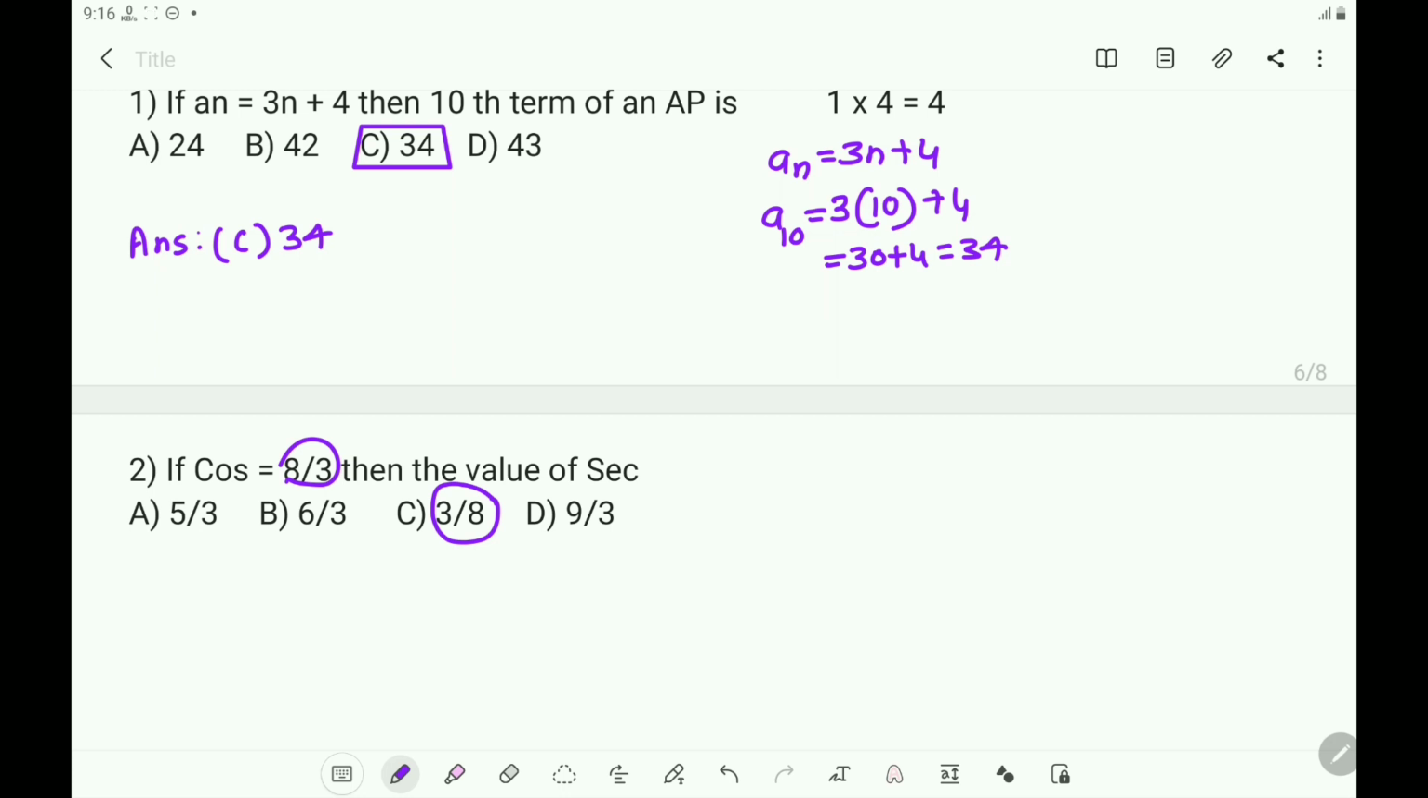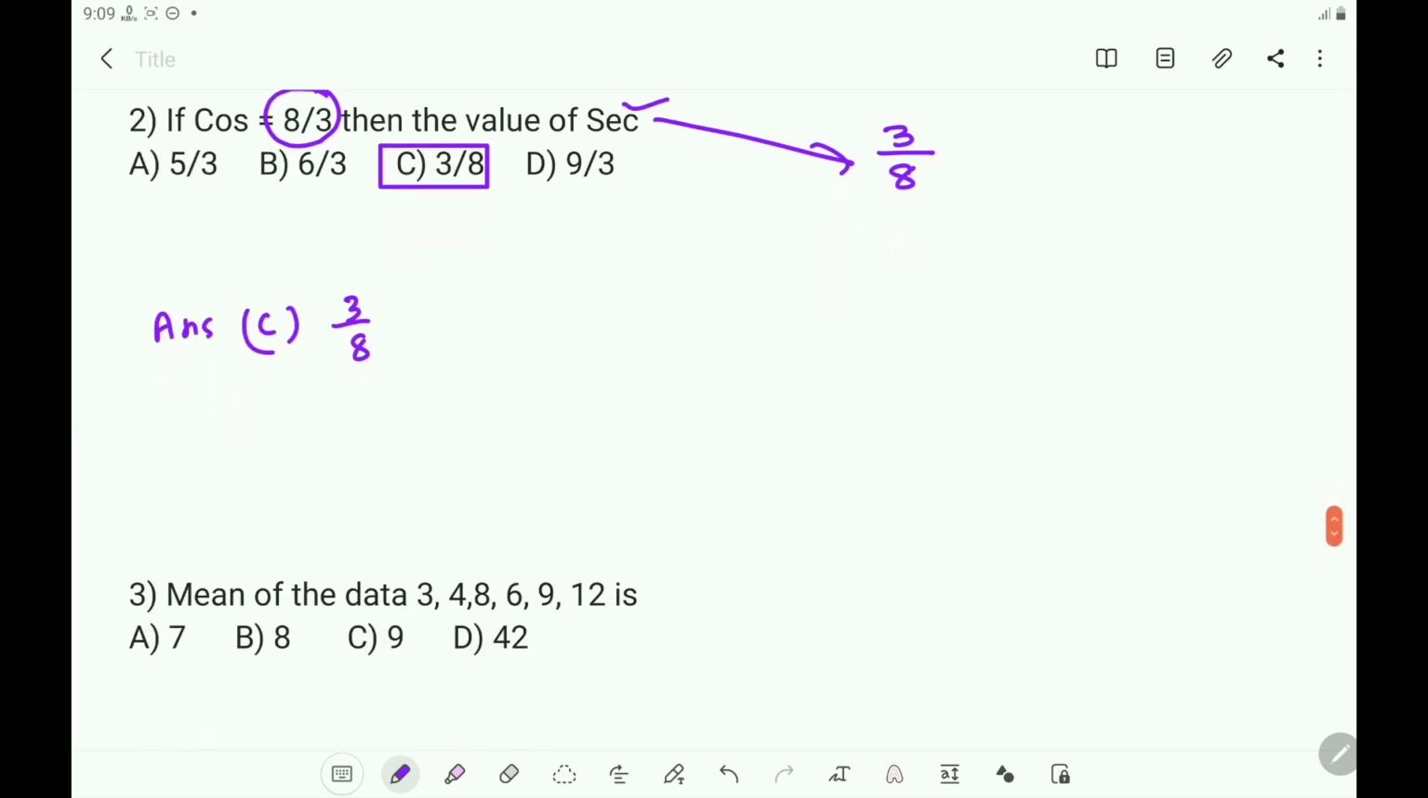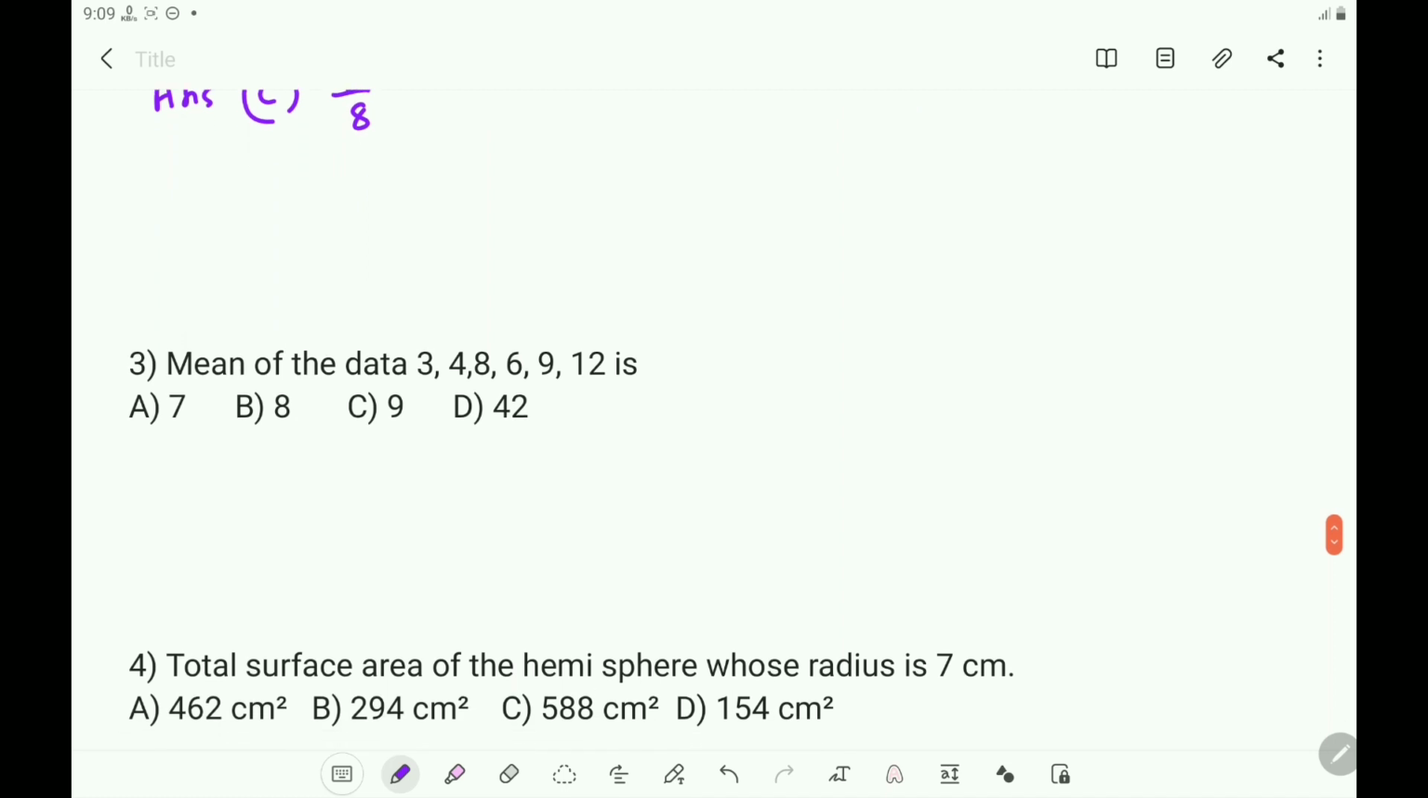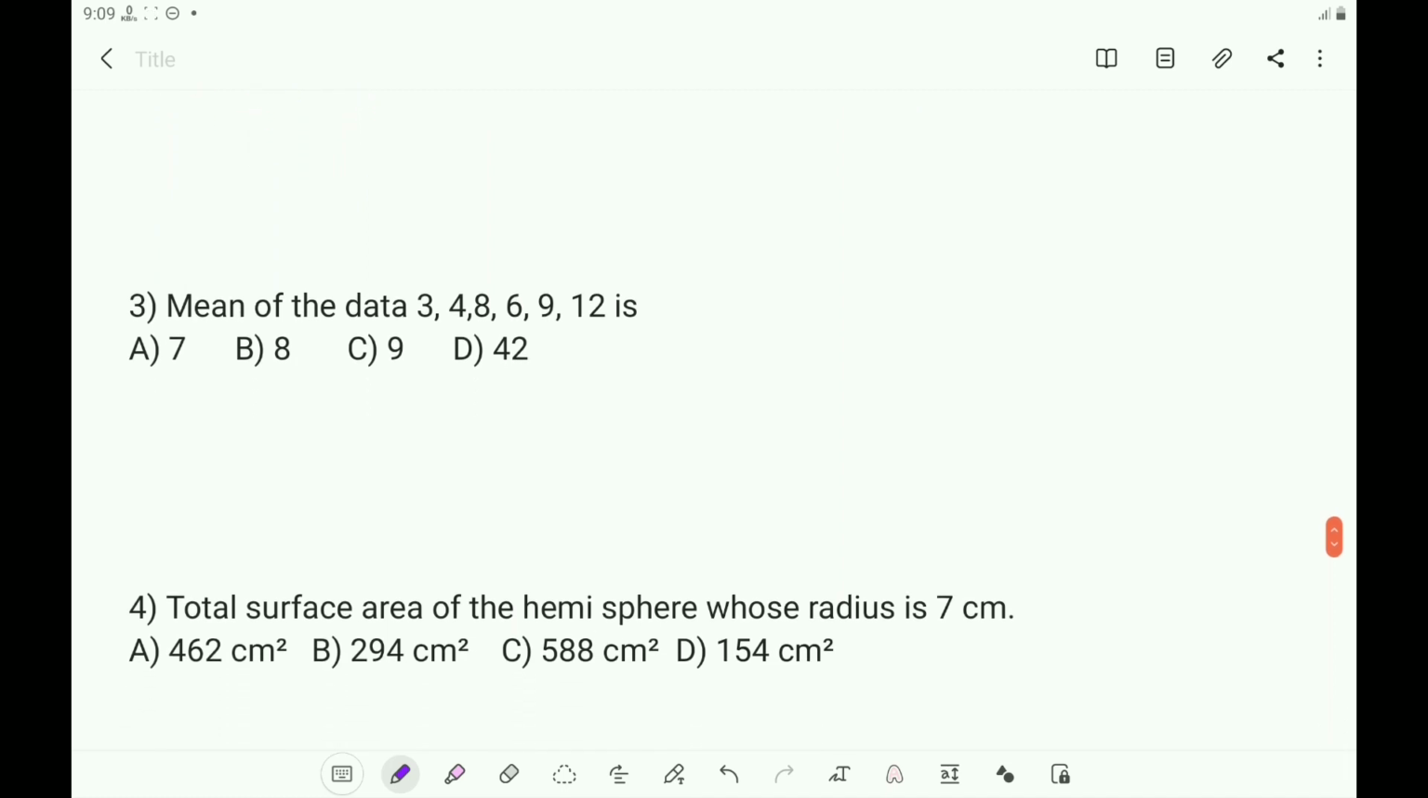So right, which is the answer here? Option C is the answer. That is answer C, 3 by 8. Children, next you take the third question. Mean of the data 3, 4, 8, 6, 9, 12.